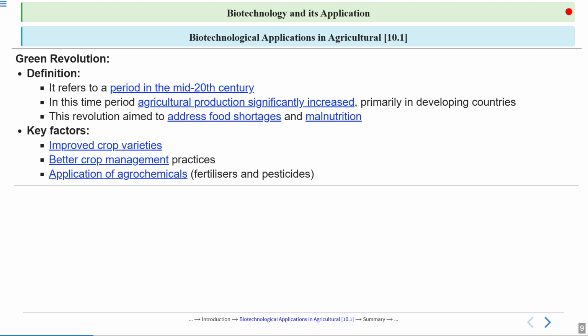And it gave us the application of agrochemicals, that is fertilizers and pesticides. So these are the key factors that brought this green revolution. First, improved crop varieties. Second, better crop management practices. And third, the application of agrochemicals, that is how to use fertilizer and pesticide to improve the yield of our crops.